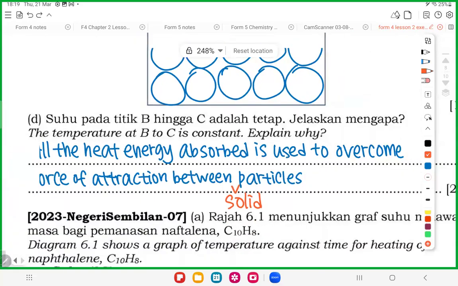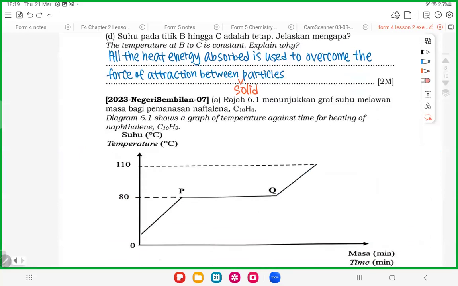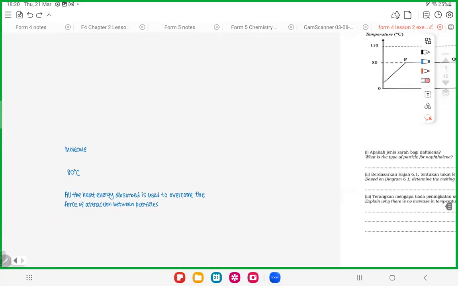All right. Next one. This is a question from Negeri Sembilan, 2023. The diagram shows a graph of temperature against time to heat... Oh my God. Naphthalene again. See that? Naphthalene again. Right, first one. What is the particle for naphthalene? You know lah, molecule. Naphthalene is a molecule.